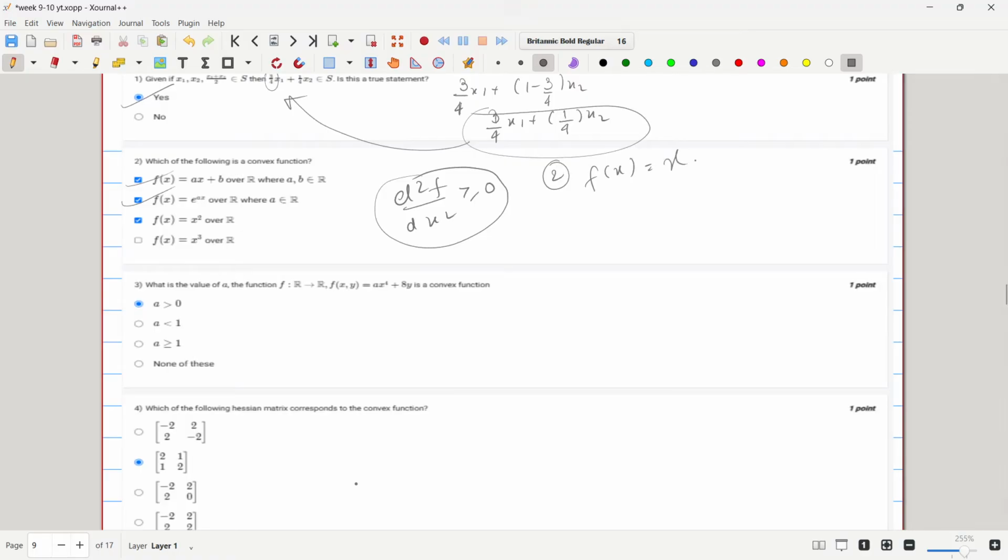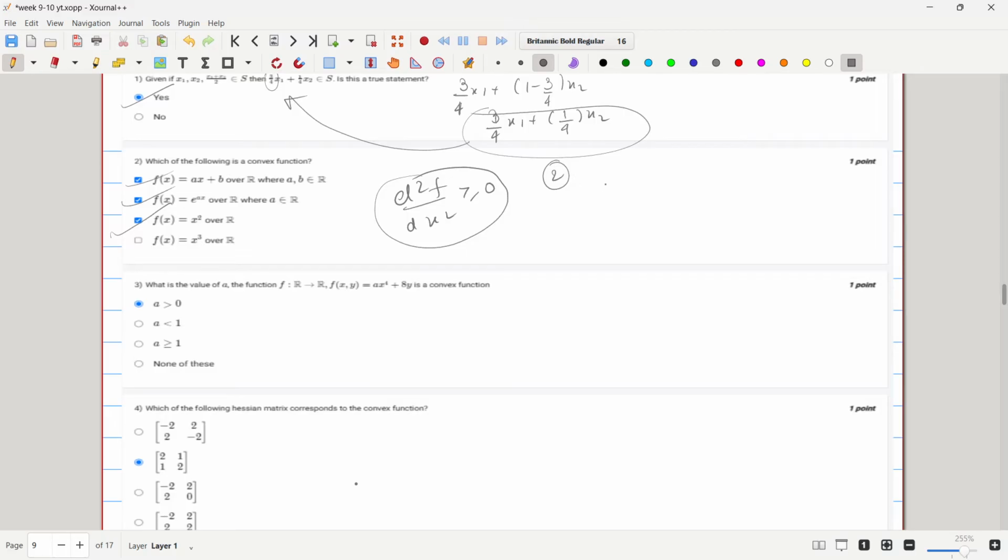Now, the third expression is x square. What is df upon dx? It is 2x. And what is d square f divided by dx square? It is 2, which is greater than or equal to 0. So this is also a convex function.